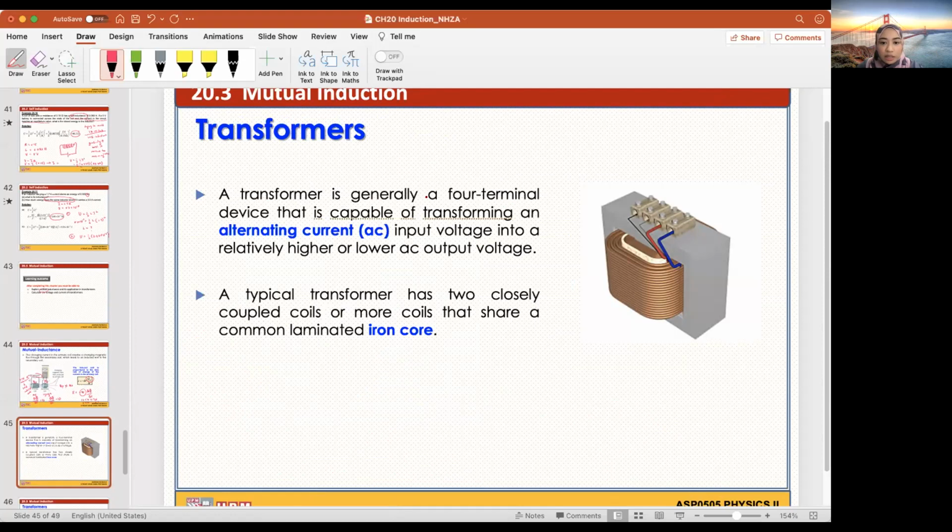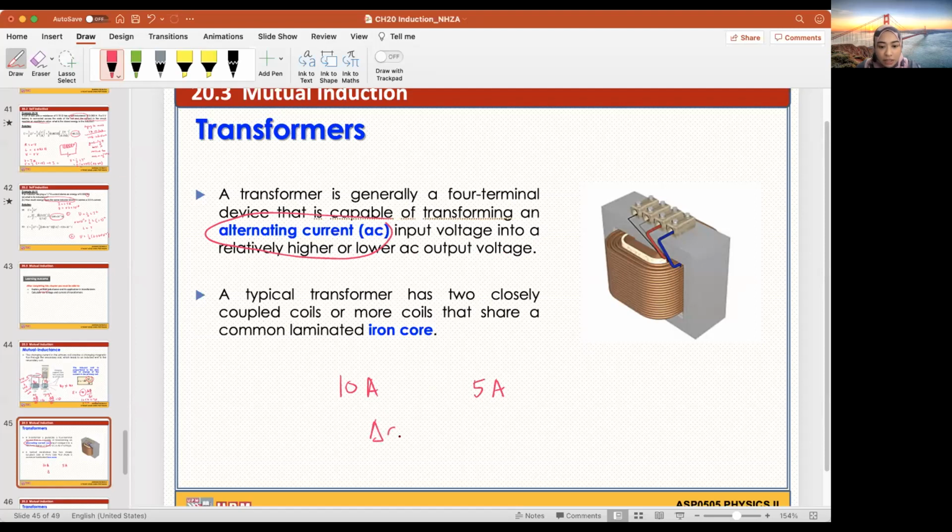So a transformer is generally a 4-terminal device that is capable of transforming an AC input voltage into a relatively higher or lower AC output voltage. Please hold on to this first. Let's just assume that we have an increasing and decreasing current. We will learn about AC later. So the primary coil can have 10 ampere, while the secondary coil can have 5 ampere. Possible.